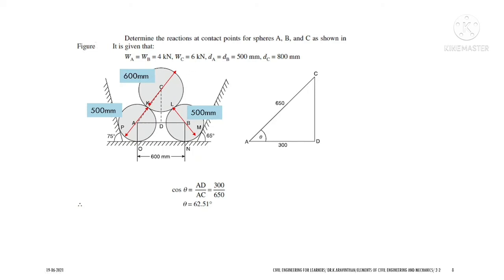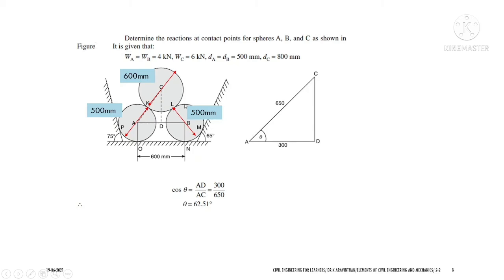Yes, so you know the concept. First you have to draw the support reactions which are acting on the sphere. So this is the procedure. If you consider sphere C, you will have two contact points, that is at K and L.